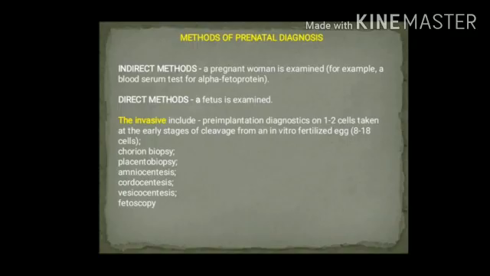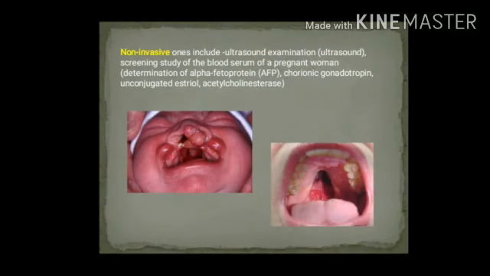Fetoscopy, examination of the fetus with a fiber optic endoscope inserted into the amniotic cavity through the abdominal wall of the uterus. The method allows you to examine the fetus, umbilical cord, and placenta. Non-invasive methods include ultrasound examination, screening study of the blood serum of a pregnant woman, determination of alpha-fetoprotein, chorionic gonadotropin, and others.